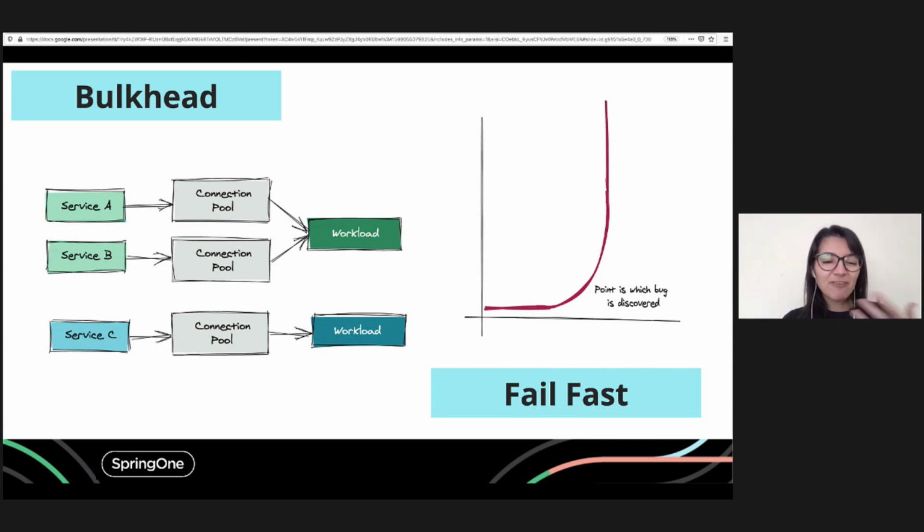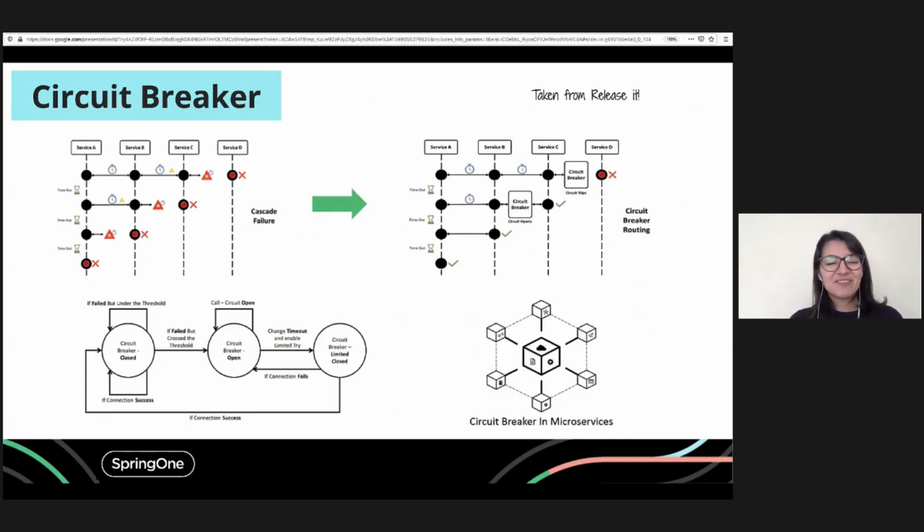In the same sense, if your system cannot meet your SLAs, inform callers quickly. Don't make them wait for an error message, and don't make them wait until they time out. That just makes your problem into their problem. So fail fast in this case. And the famous circuit breaker.